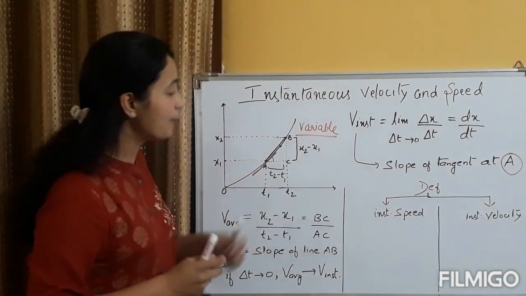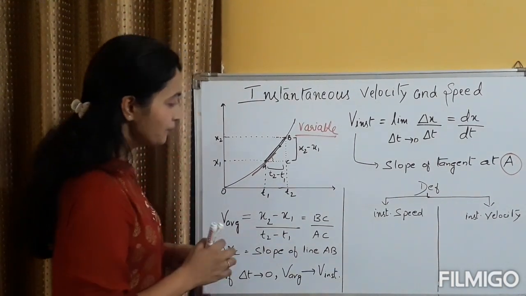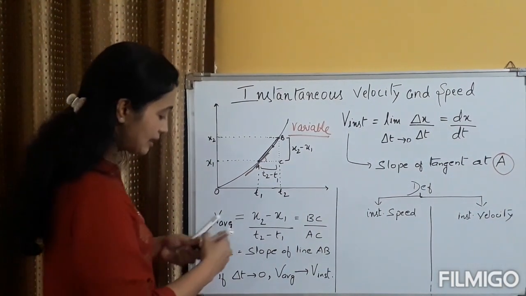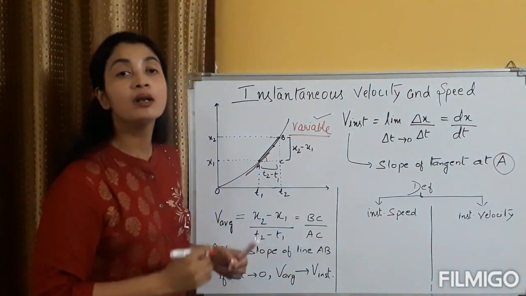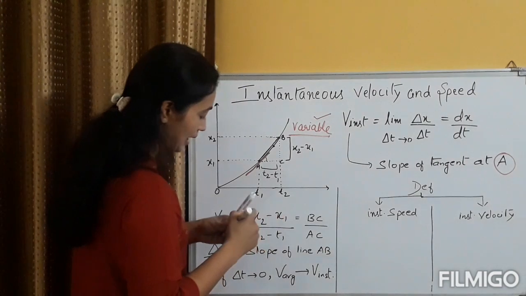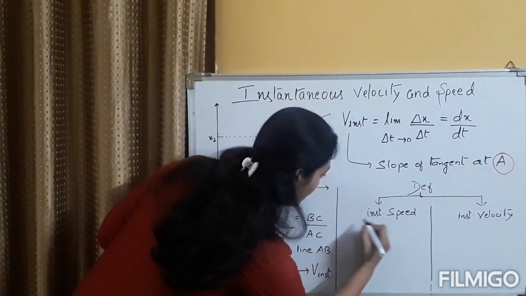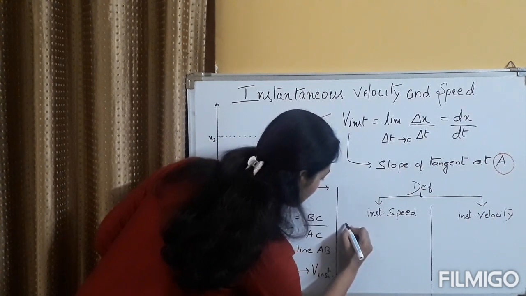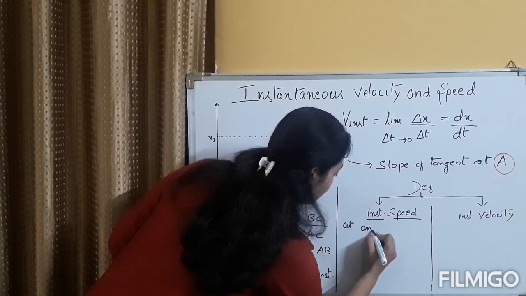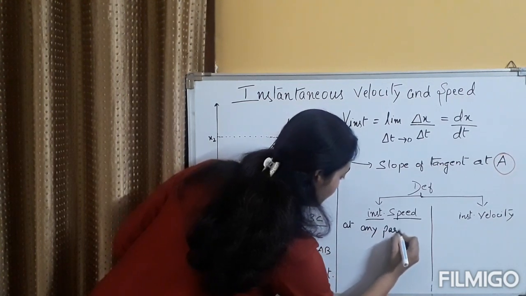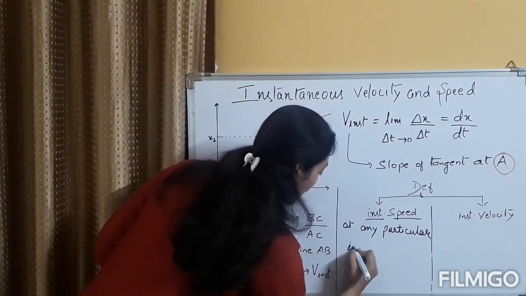So we are in a position to define instantaneous speed and velocity. Both are referable to a variable motion situation. Instantaneous speed is the speed of a body when it is in variable motion. It is the speed at any particular instant of time.